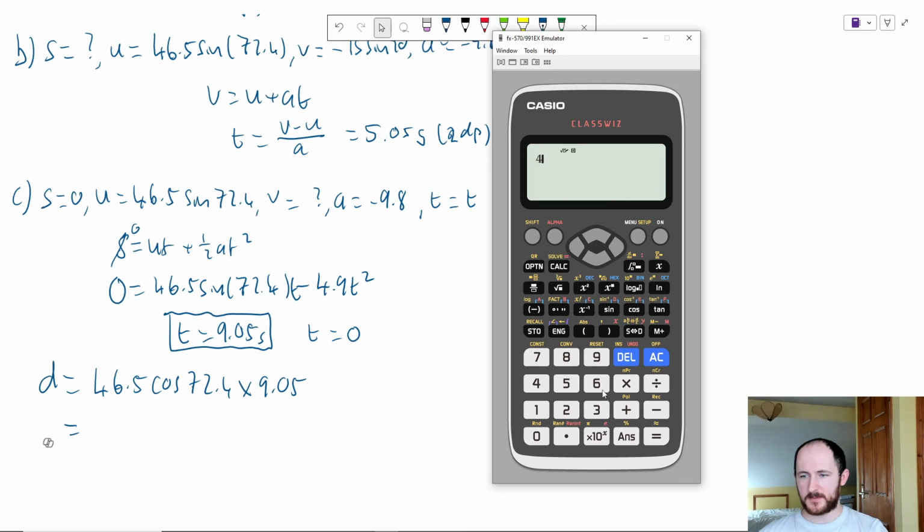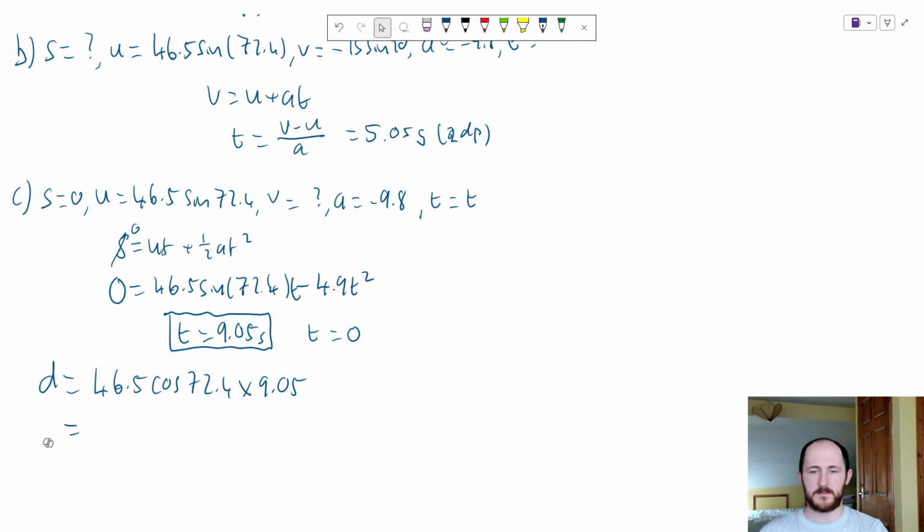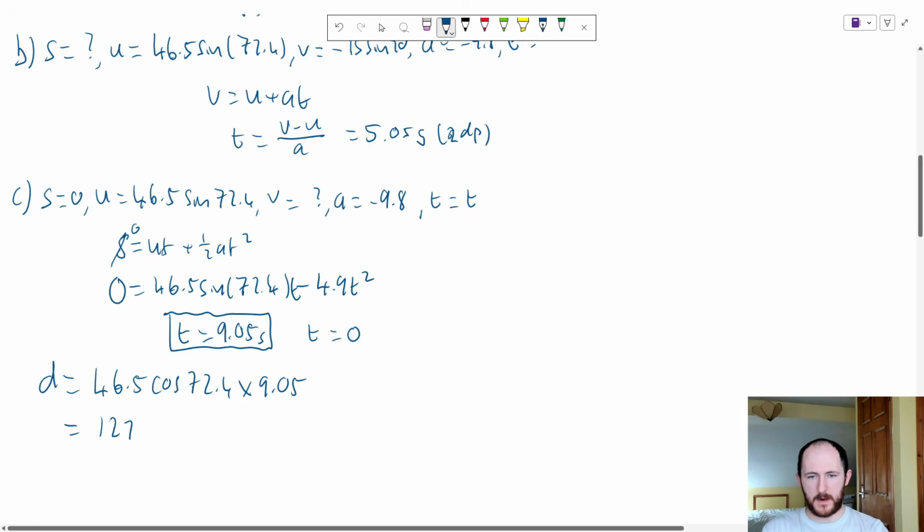We're going to do 46.5, cos 72.4, multiplied by 9.05, and that's it. 127.2 meters. Now, there's something I'm going to quickly tell you about other questions.